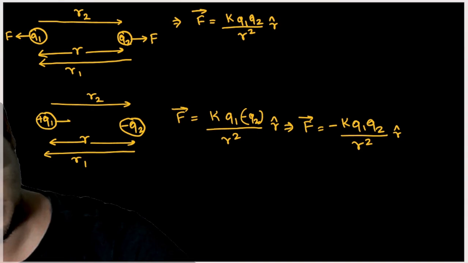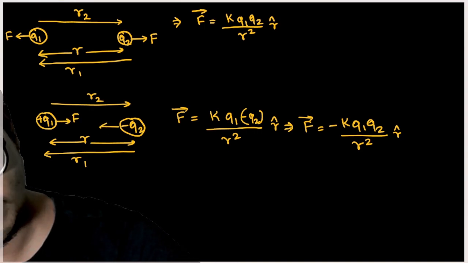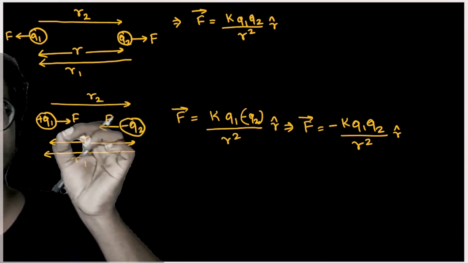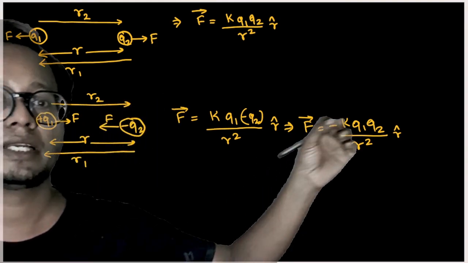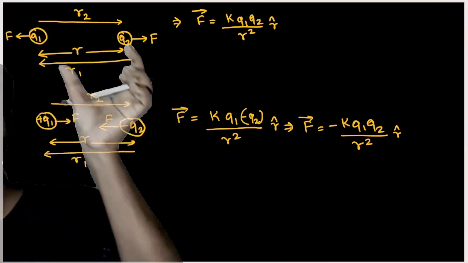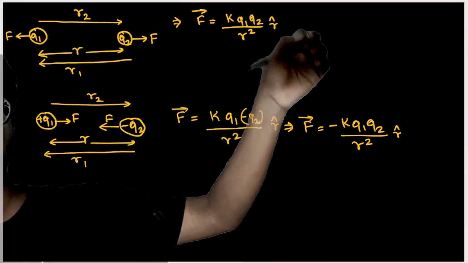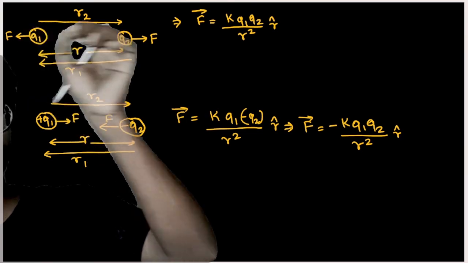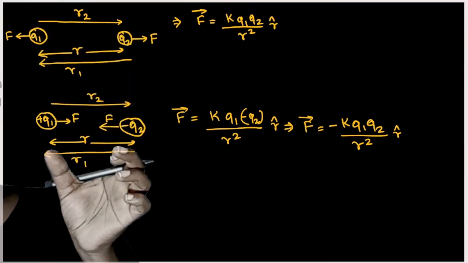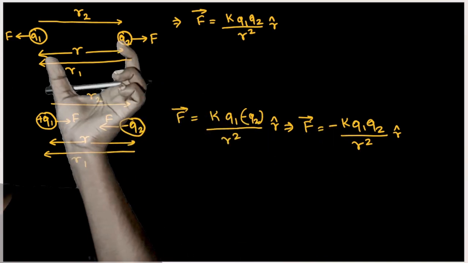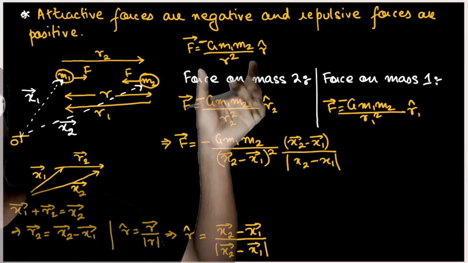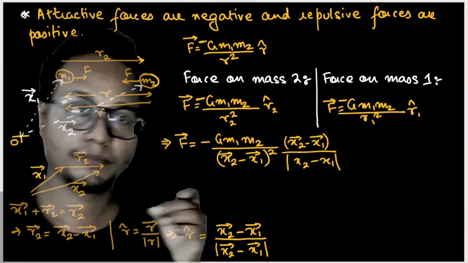Understood? Now see, out here the force of Q1 is this side, the force of Q2 is this side. So the force of Q2 is opposite to the direction of R2, the force of Q1 is opposite to the direction of R1. That is why the minus of the charge comes outside. In case of like charges, the charges remain as it is, and the direction of force will be along the direction of R. And that is why attractive forces are negative in nature and repulsive forces are positive in nature.